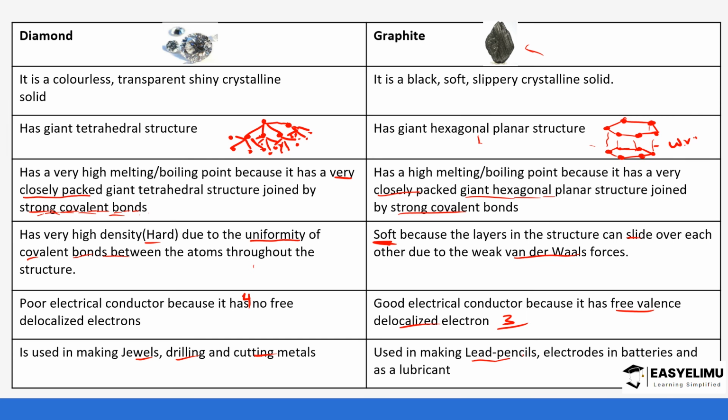It is used to make lead pencils because the layers slide over each other and they are left on the paper. And then it's used to make electrodes because of its conductivity, and it is used as a lubricant because of the layers. And then we also have fullerenes.